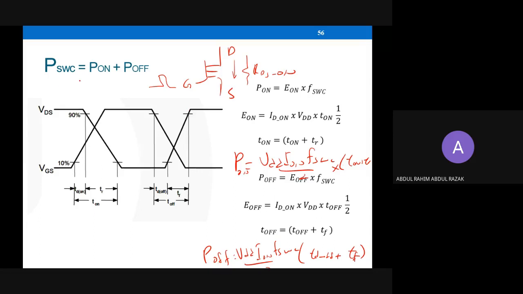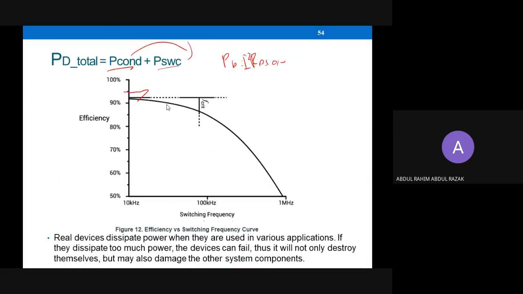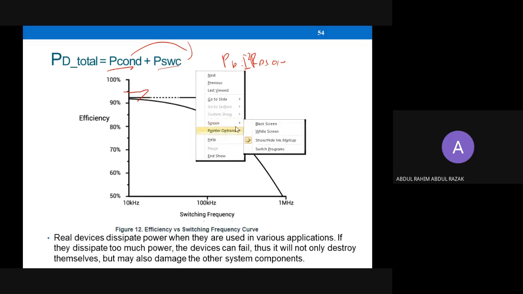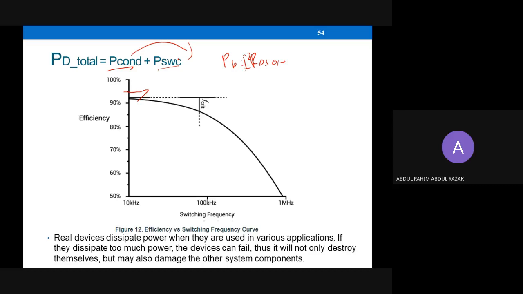So P on plus P off is your P switching here. And so P switching plus your conduction loss, which is this one, contribute to the P total and PD total.